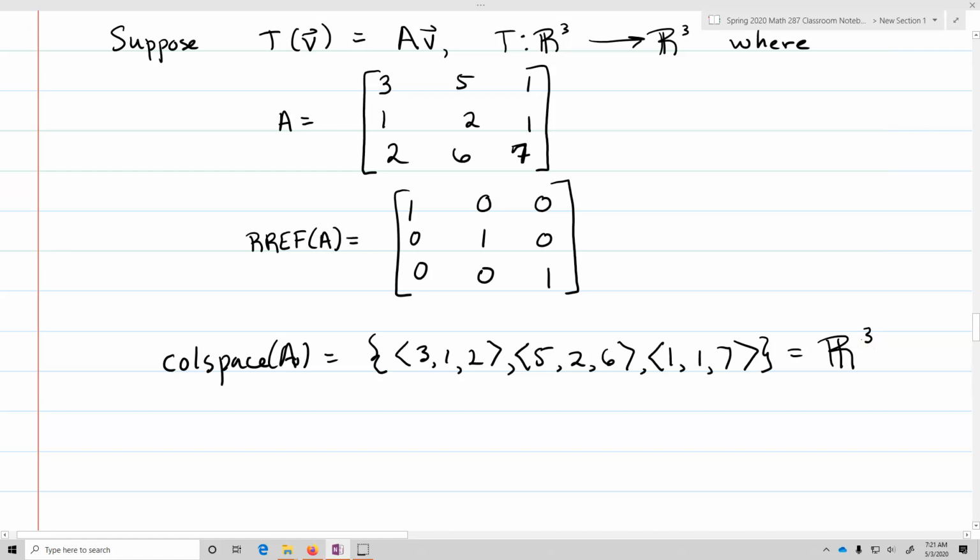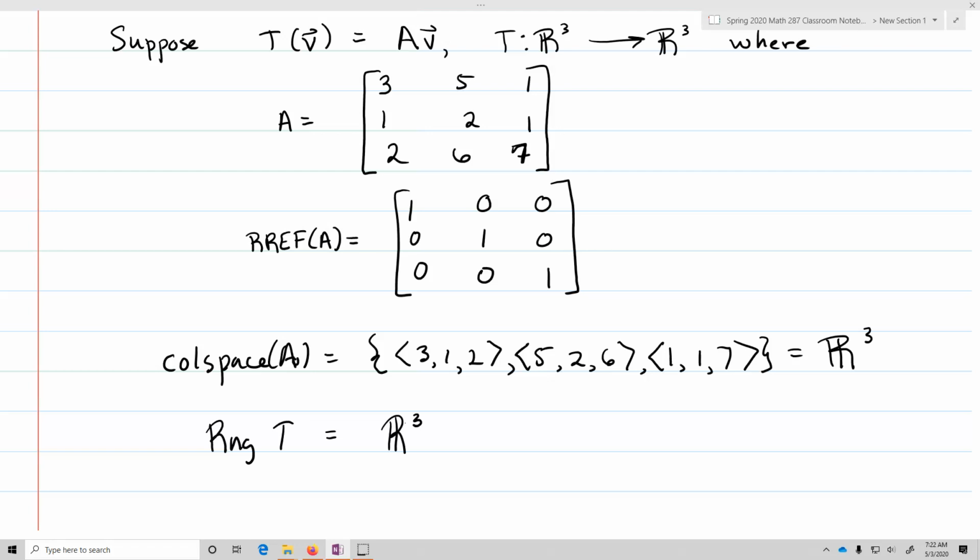Which makes a lot of sense given that we have an invertible matrix. We've taken the row reduction of A, we've gotten the identity, it's invertible, and we know from the invertible matrix theorem that if the column space of A is equal to the entirety of the space, if it spans R3, then the matrix is invertible. What this means then is that the range of T is just equal to R3. And that's it, we can get every vector within R3. Range of T, column space of A, pretty much synonymous.